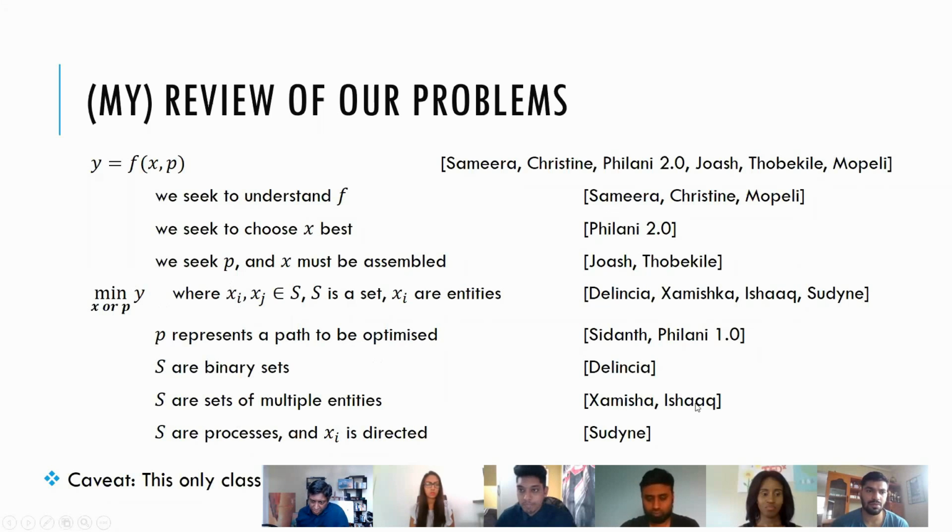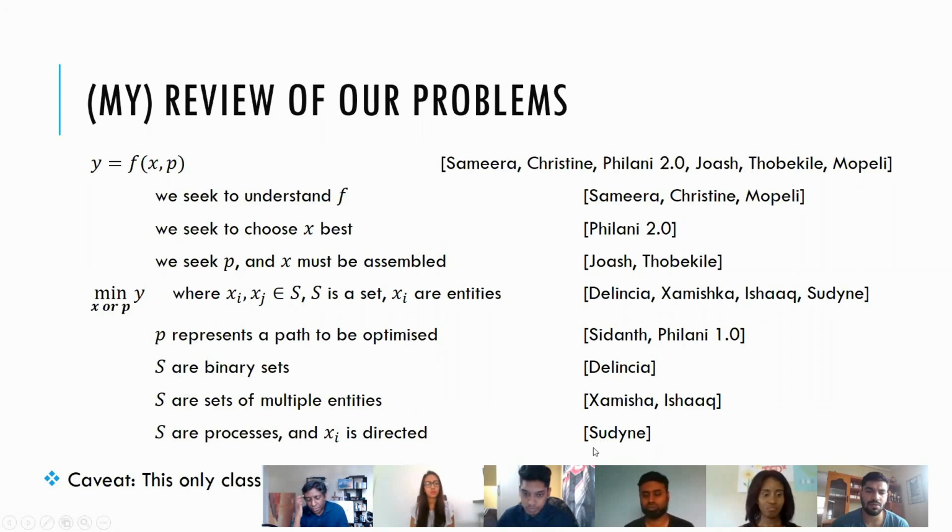In Zamishka and Isaac, you have multiple entities. So you have all these documents, and you are creating clusters. So you have a cluster, and you can have any number of documents that belong to that cluster, right? So in contrast to Delinsha's case, where you have binary sets, yours are multi-entity sets, but it's in the same class of problems.